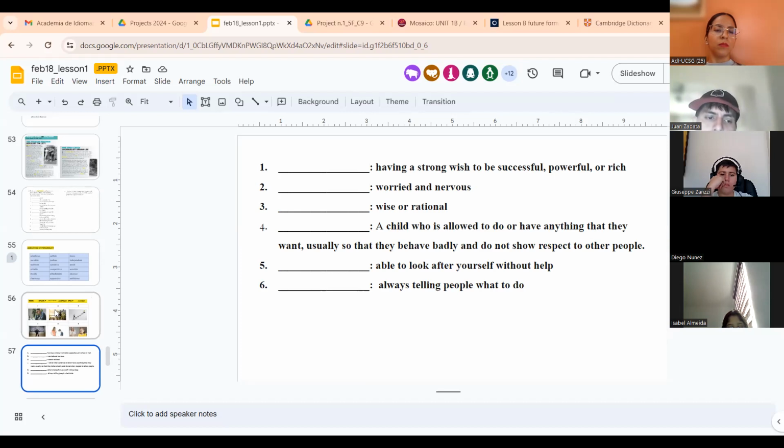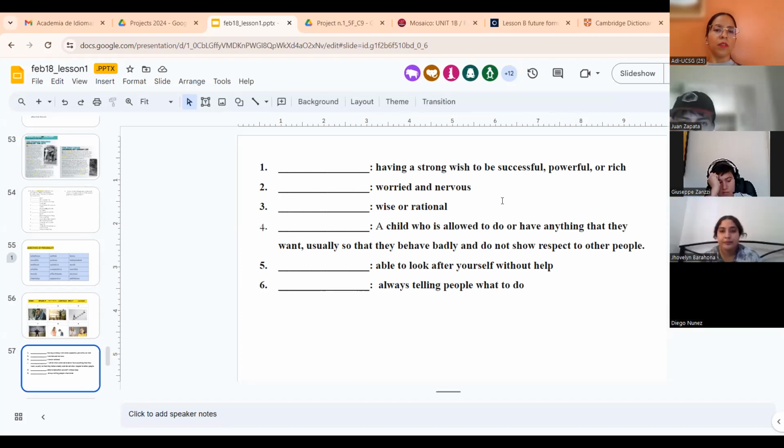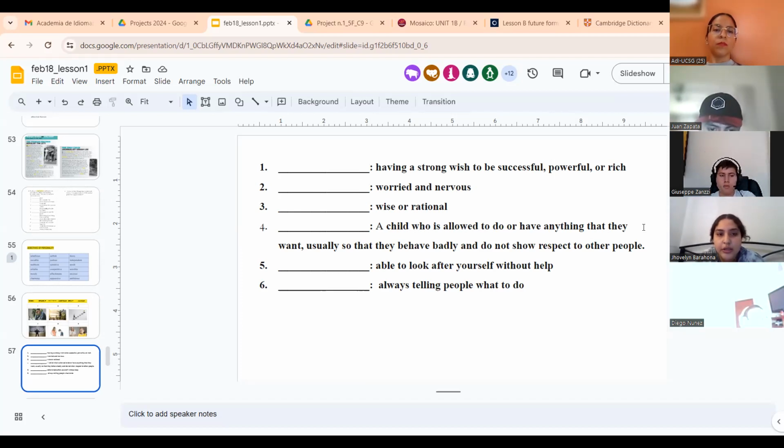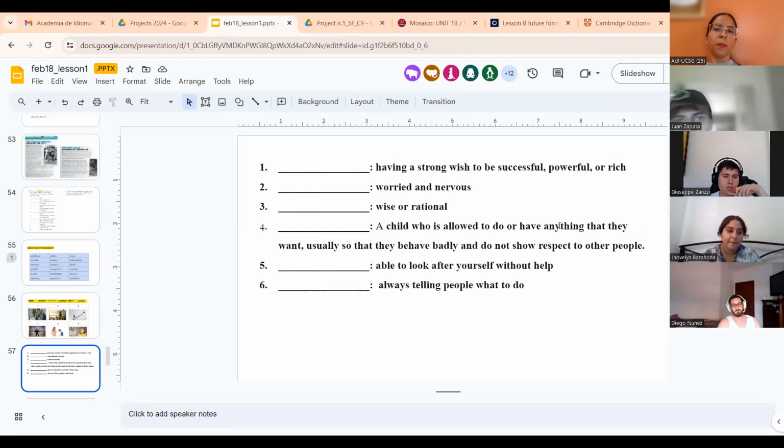Bossy. Thank you, Juan. Is there any other answer? What do you say, guys? Sensible. Correct. Thank you, Jovelyn. Sensible. Next, Jovelyn, number four, please. Continue. A child who is allowed to do or have anything that they want, usually so that they behave badly and do not show respect to other people. Spoiled. Thank you.